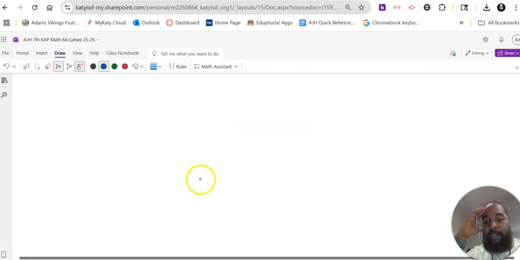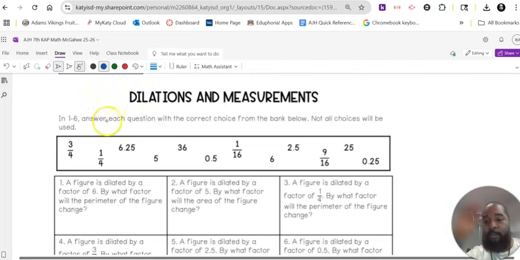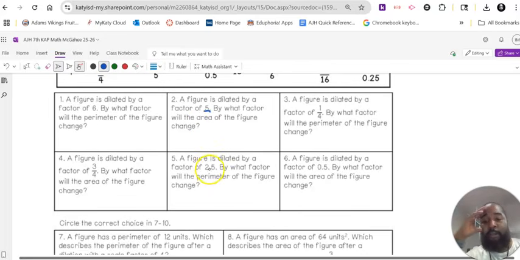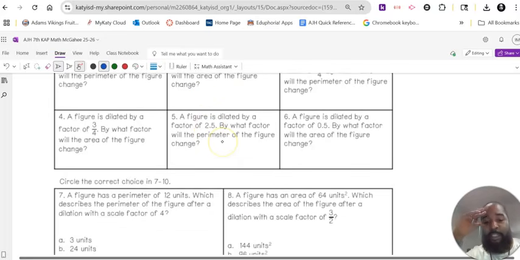And then the last thing is the extra practice. So on questions 1 through 6, you're going to answer each question with a correct choice from the bank below. This is the bank. So then you're going to say, well, a figure is dilated by a scale factor of 6. What factor will the perimeter change? Okay, so what happens when we multiply by scale factor? For perimeter, it stays the same. So this one would be 6. But if we had the scale factor of 5, is the area multiplied by 5 or is it by 25? That's what I want you to think about. So I want you to go through those and pay attention to those details, okay?